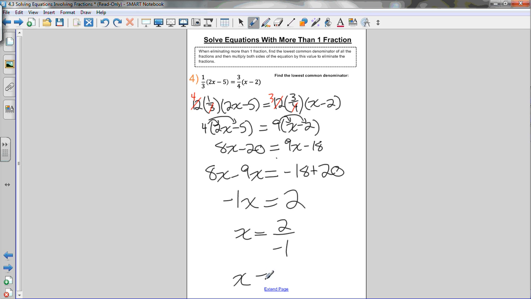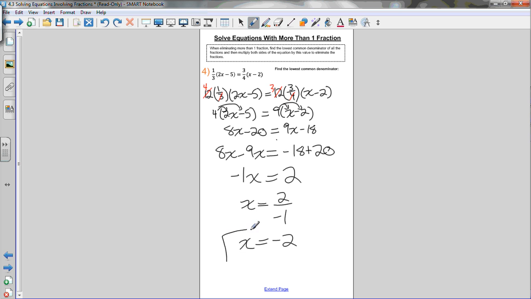So x equals 2 divided by negative 1. 2 divided by negative 1 is negative 2. And that's the solution to this equation. Don't forget you could plug that back into your equation and make sure this is the value of x that makes the left side equal the right side.